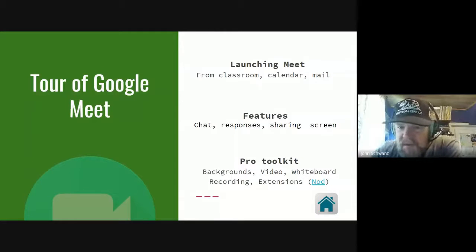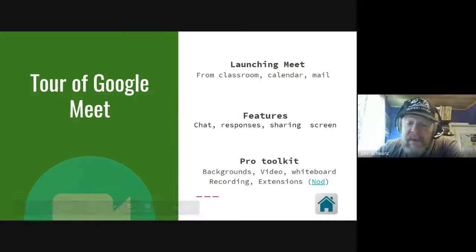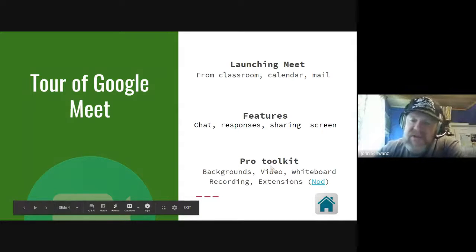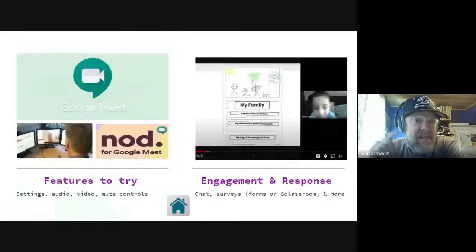What I'm talking about here is the Pro Toolkit stuff: the backgrounds, the video, whiteboard, and extensions. Those are all things that can really, really help, but they're not really part of the essentials. So let's focus on some of these other features. And if you have a burning question, then just speak up.